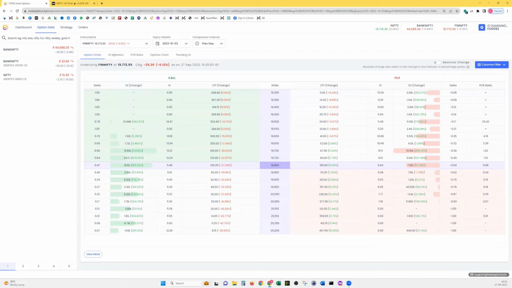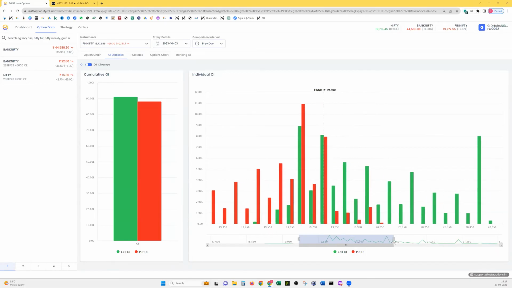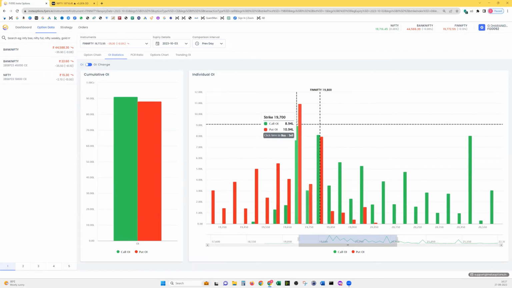Now let me just go ahead and look into the OI statistics. On OI statistics, people used to have the habit of selling the legs which have the maximum open interest. On this aspect, I personally feel that this particular leg, the put option open interest is very high on 19,700, which means that the market will not go below the level of 19,700. That is why many people have sold a very huge quantity of lots.